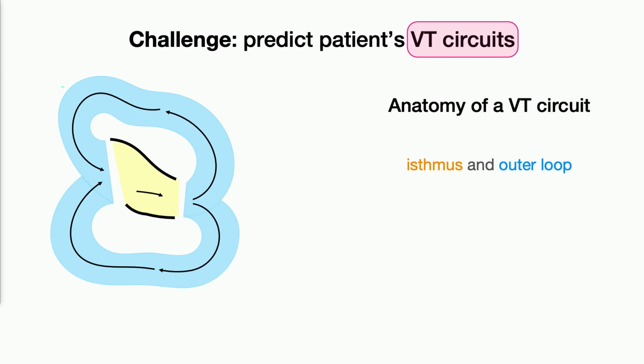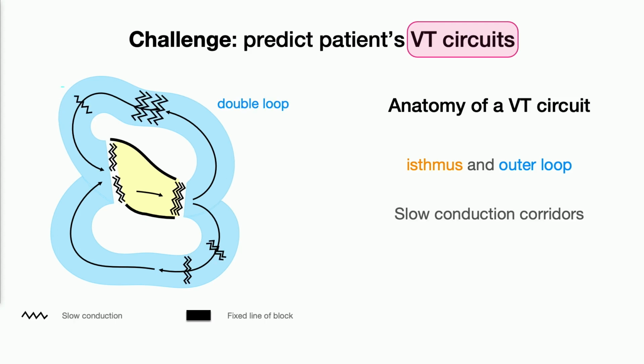Let's start from the description of the VT circuits, the anatomical and functional pathway through which the electrical wavefront rapidly activates the ventricles. A VT circuit is formed by an isthmus, which usually represents the target of our procedures, and the outer loop, the external pathways.